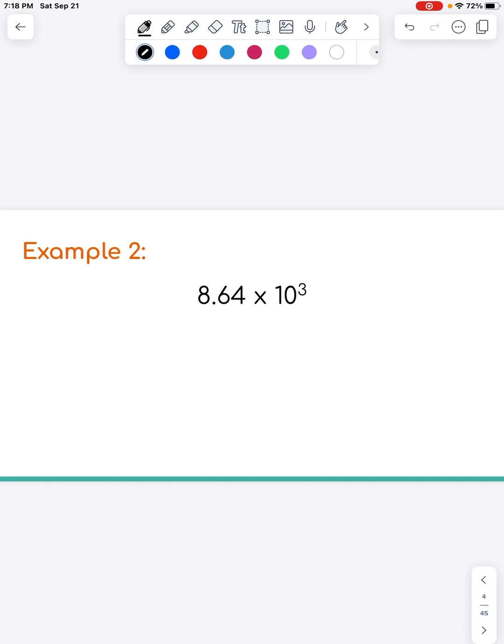We will do another example. I'm going to rewrite my factor, 8.64. My exponent indicates I'm going to go 3 to the right. 1, 2, 3. Filling that empty spot with the 0. So I get 8, 6, 4, 0. Go ahead, pause, and try to do this on your own, and then check back to see my answer. Should have gotten 200 for that one.